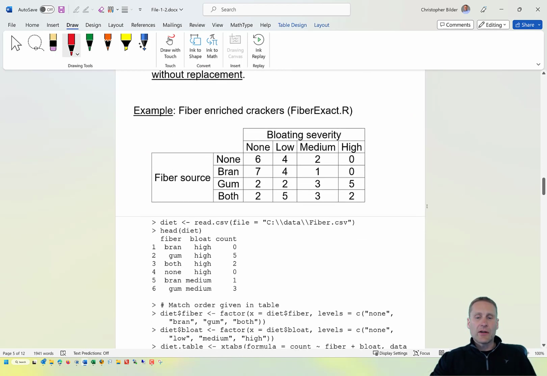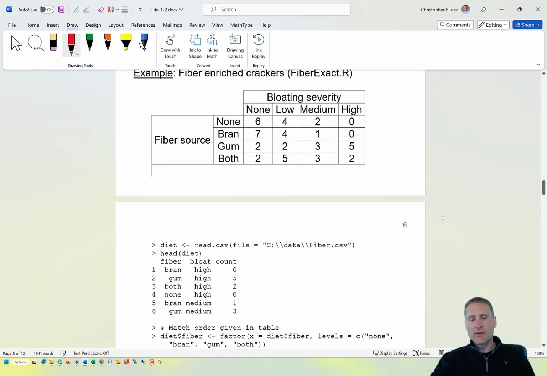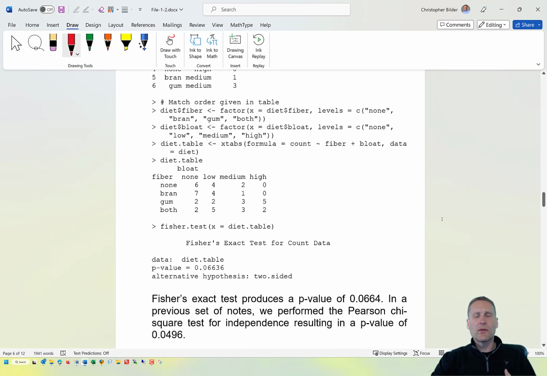So let's take a look at this now with respect to the fiber-enriched cracker data example. So here's the data that we saw previously, and the data is in fiber.csv. We'll read it in. Remember, we had to do a little bit of work to get the data in the correct form so that the rows and columns are ordered correctly. And this is just taken out of what we've seen before to do that. And with this contingency table that I formed from the xtabs function, I could apply Fisher.test to it.